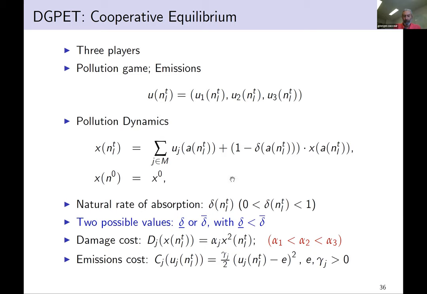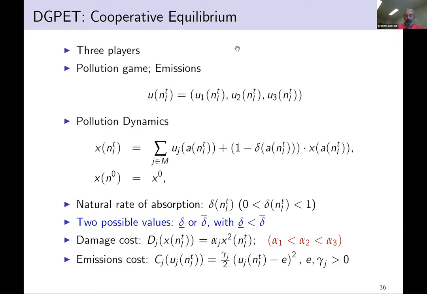Do I still have a couple of minutes so I can illustrate with an example what I'm saying, or do you want me to conclude because it's already 11 in Mexico time? I think you have a few minutes, Georges.